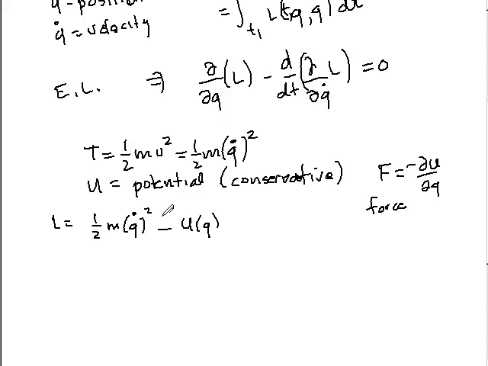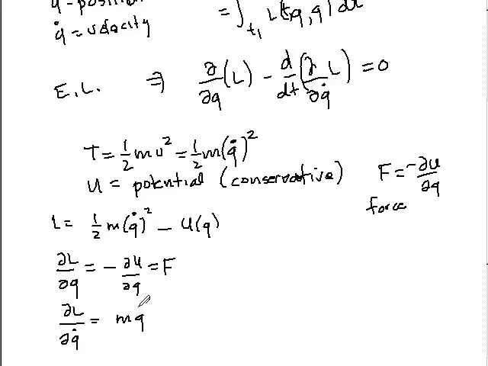Now, what is the derivative of L with respect to q? The derivative of L with respect to q, not q dot, so the kinetic term doesn't depend on q, so that's 0, is minus the derivative of U with respect to q, which is F. It's a force. And what is the derivative of L with respect to q dot? It's 1/2 m times 2 q dot. So it's m times q dot.